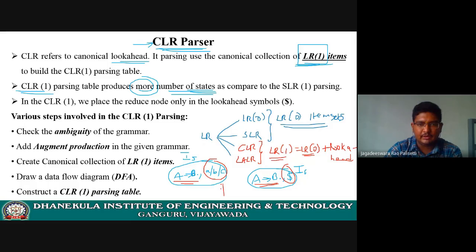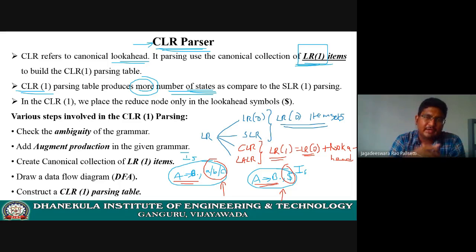In the first example, the lookaheads are a, b, c. In this example, the lookahead is dollar. You may get like this also. In order to maintain these two as two different states, that is the reason why we have more states in CLR. Even though the production rule is the same, the lookahead symbols we get from the previous state may be different. Please listen to my words carefully.